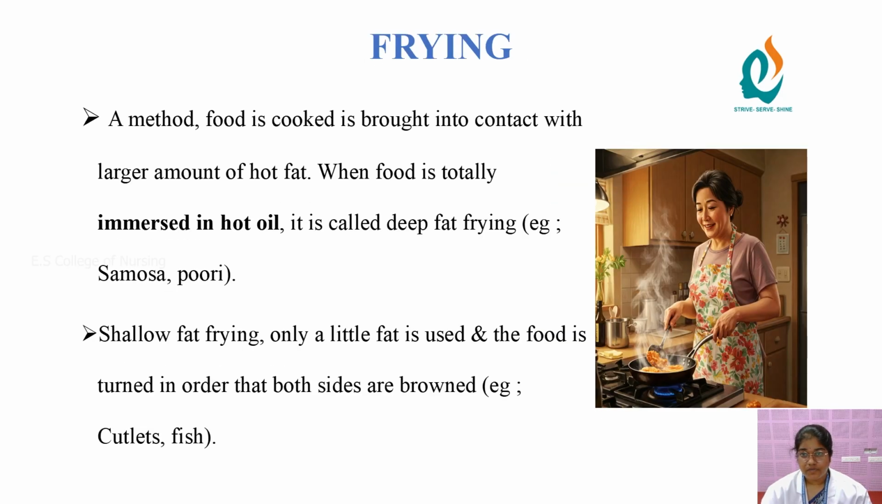So the next one is frying, a method where food is cooked brought into contact with a larger amount of hot fat, that is oil. When food is totally immersed in hot oil, it is called deep fat frying, for example samosa or puri. Then in shallow fat frying, only a little fat is used and the food is turned so that both sides are brown. Examples like cutlet, fish, and sometimes chapatis also use shallow fat frying.